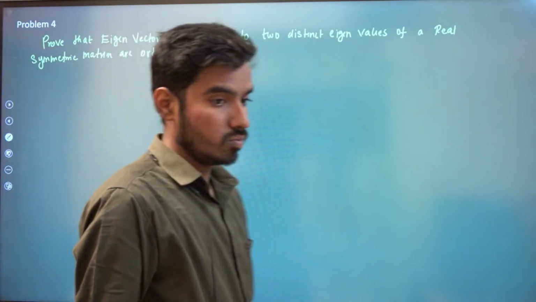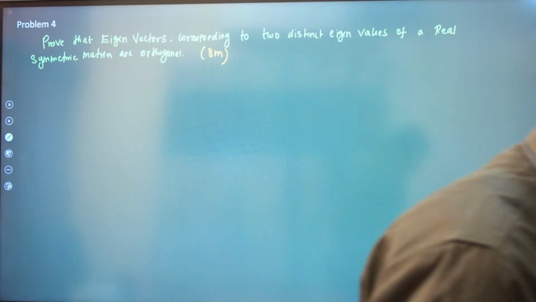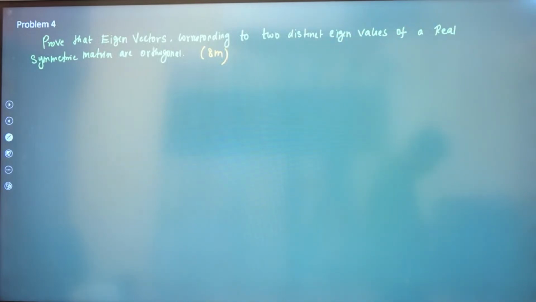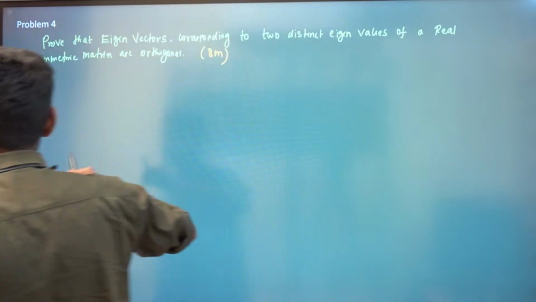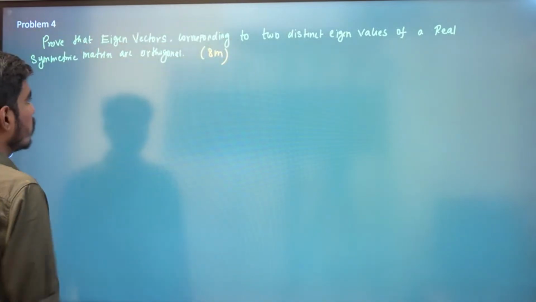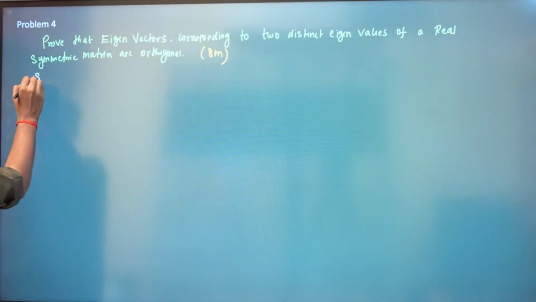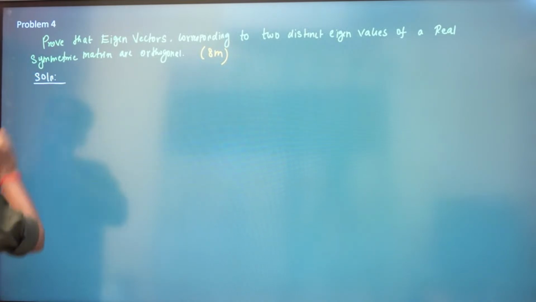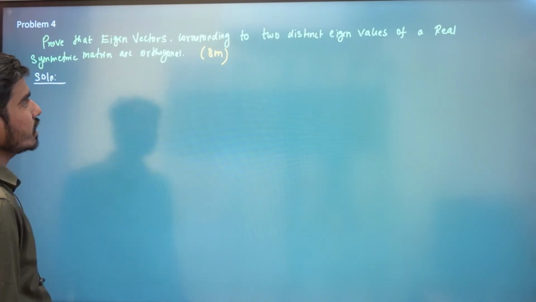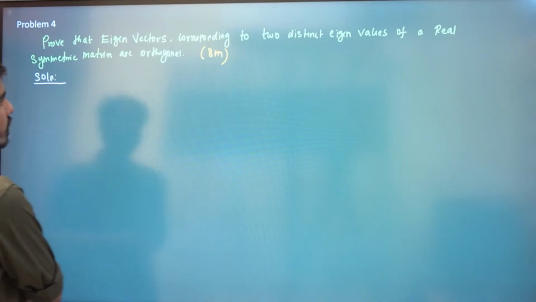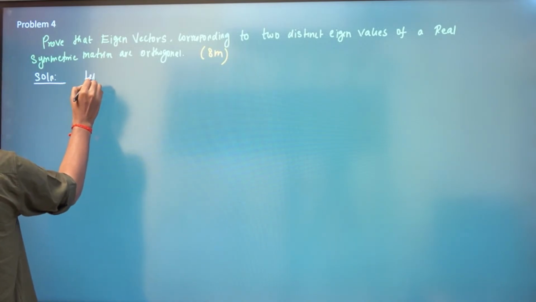So we'll move on to proving the next one. Show that the eigenvectors corresponding to two distinct eigenvalues are orthogonal, right? Actually, this involves a little bit of inner product space. So we have to prove that the eigenvectors corresponding to two distinct eigenvalues of a real symmetric matrix are orthogonal.